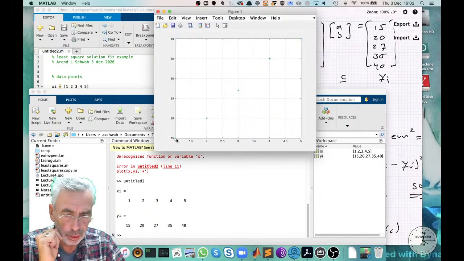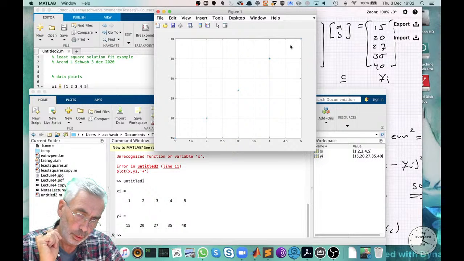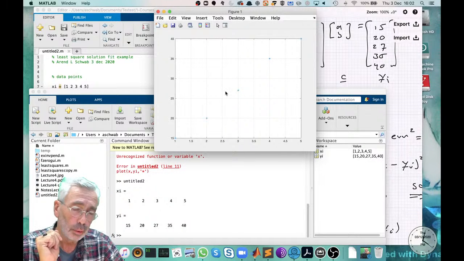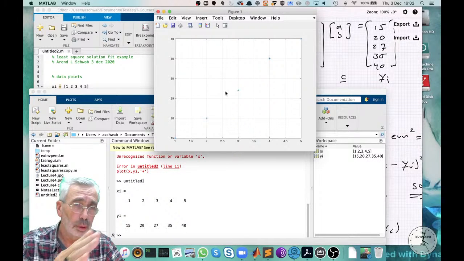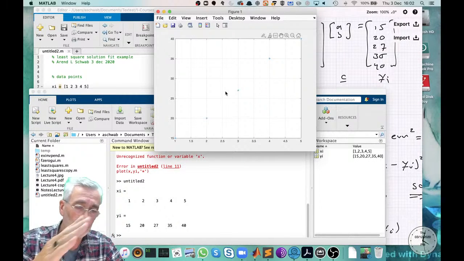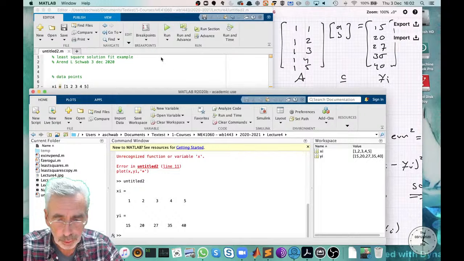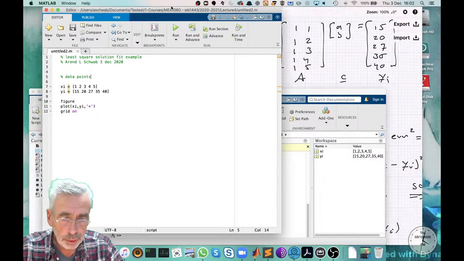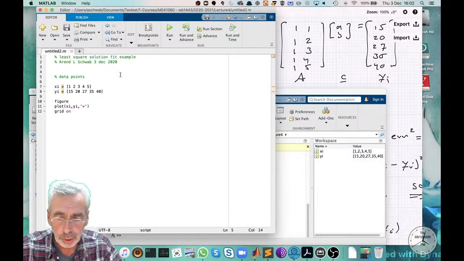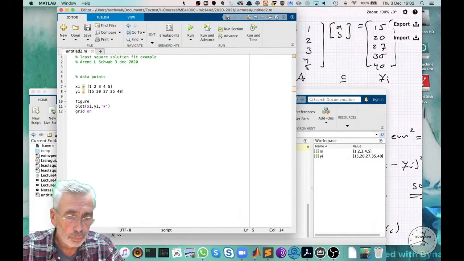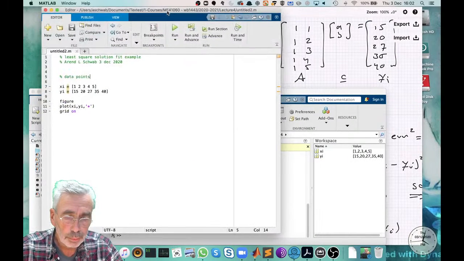Okay, we see these data points here. And they're approximately on a line, right? If I take a ruler and I keep the ruler, it's about something like that. So that looks okay. Let's continue. Now we have to form these matrices, A and this right-hand side. The right-hand side we already have. It's a row vector, but we need it as a column vector. That's no problem.